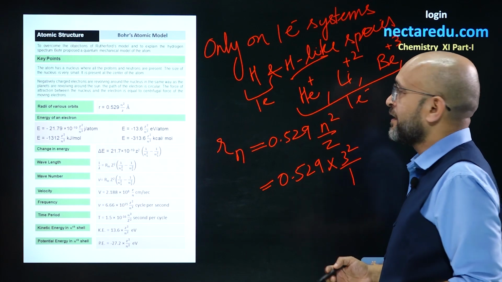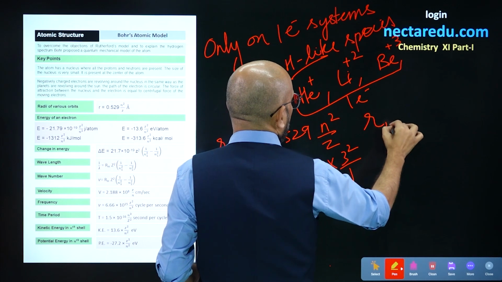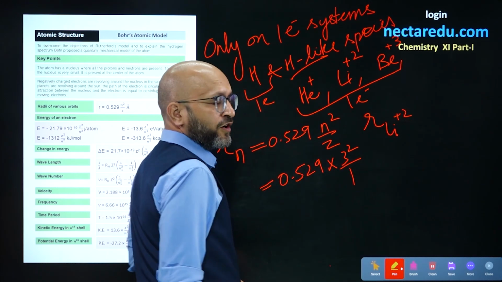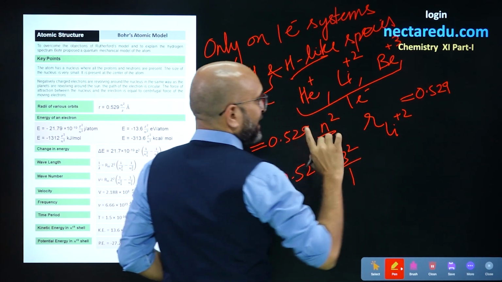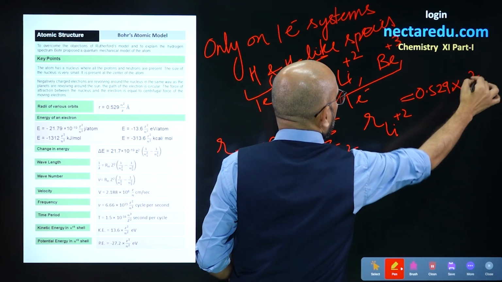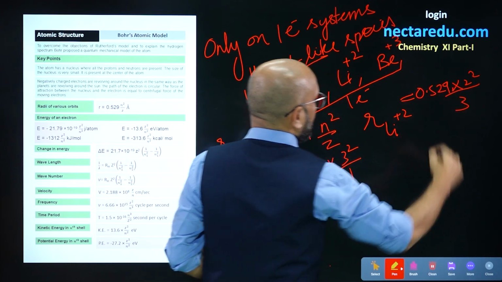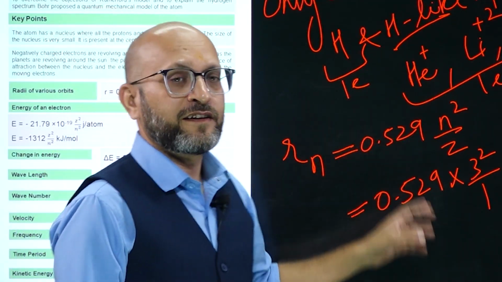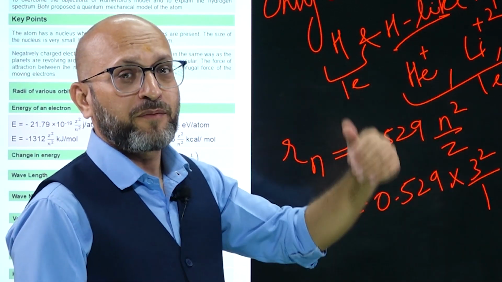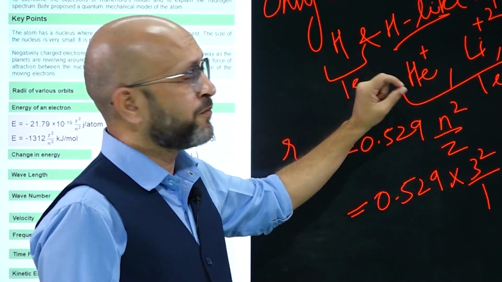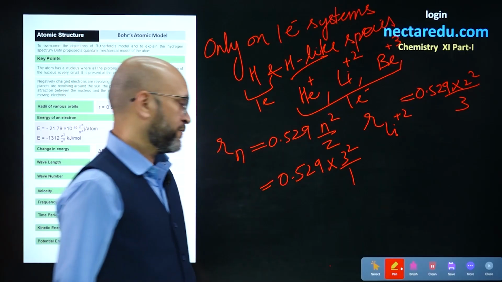If you want to calculate the radius of the second orbit of Li plus 2, what you will do is 0.529, and for the second orbit, 2 square by Z. What is the atomic number of lithium? 3. So you will put it like this. This is how you can calculate the radius of any orbit. In all these species, just remember the atomic number. Helium has atomic number 2, lithium has atomic number 3, beryllium has atomic number 4.